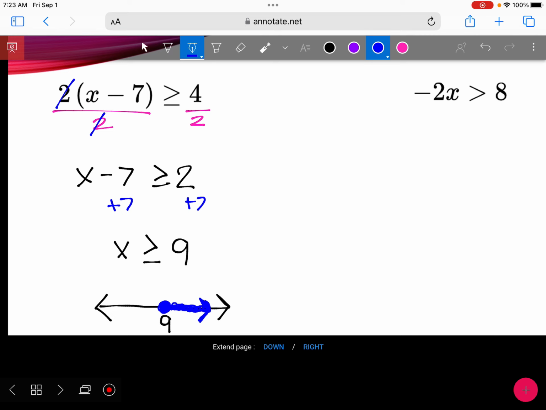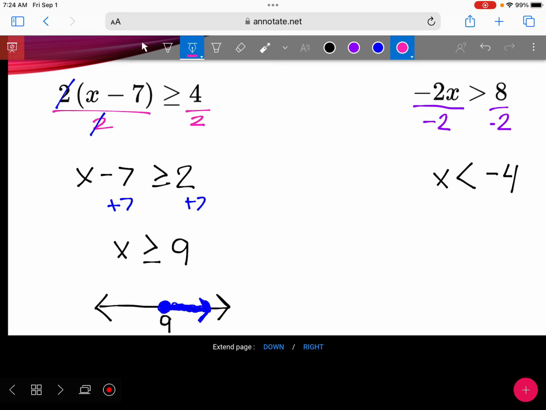Because on this next one, what do we need to do to get x by itself? Divide. By what? By negative 2. When we divide an inequality by a negative number, what happens? What do we need to do? Flip the sign. When you multiply or divide by a negative number, your sign changes directions. So x is going to be less than 8 divided by negative 2, which is negative 4.